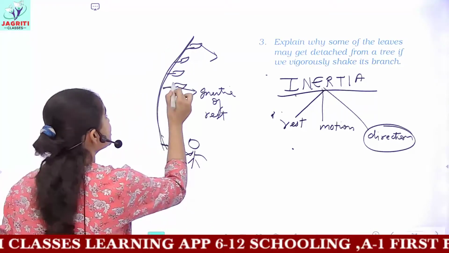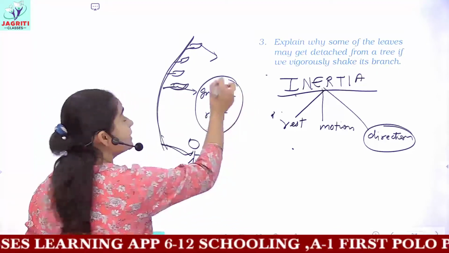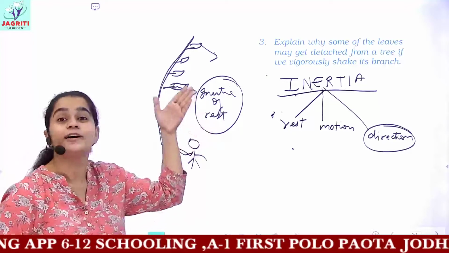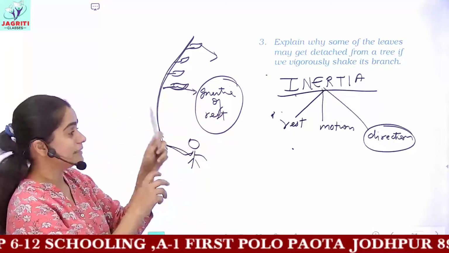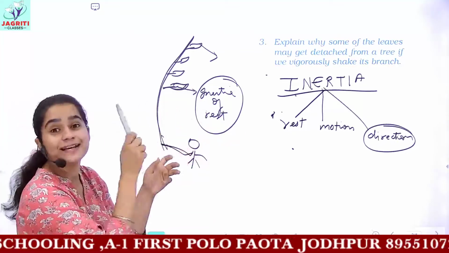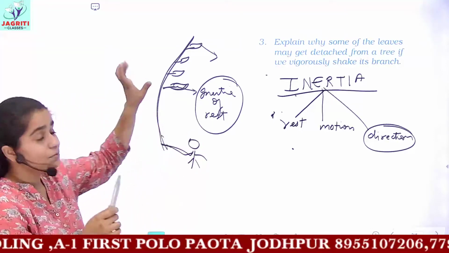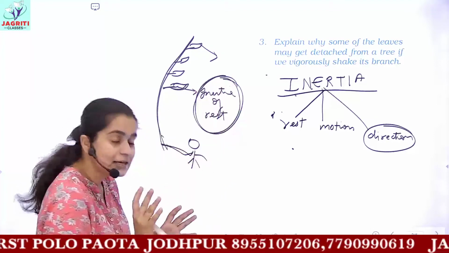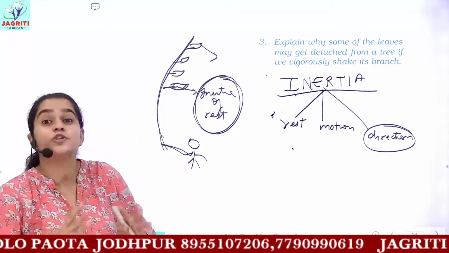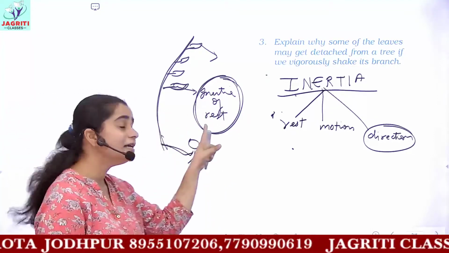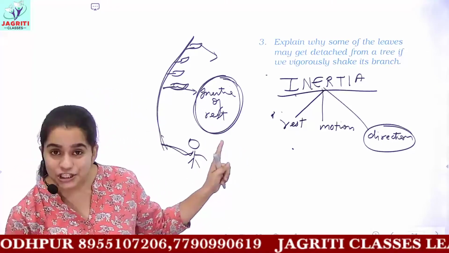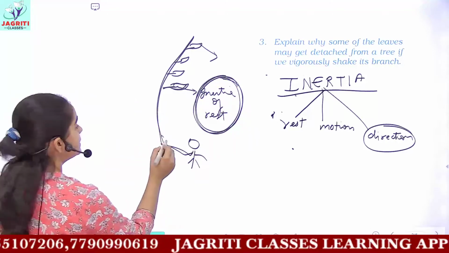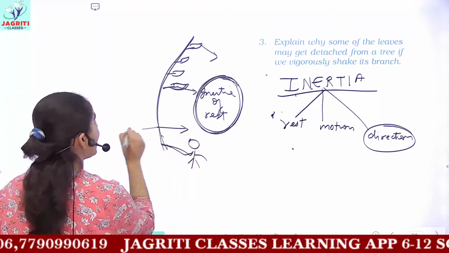While the leaves which are attached, because they have inertia of rest, will try to maintain their position of rest. But whenever you shake the branch, the branch comes in motion. The leaves try to maintain their inertia of rest, that is, they try to maintain their position. And because these leaves have the inertia of rest in them, what happens? The branch moves forward and backward.